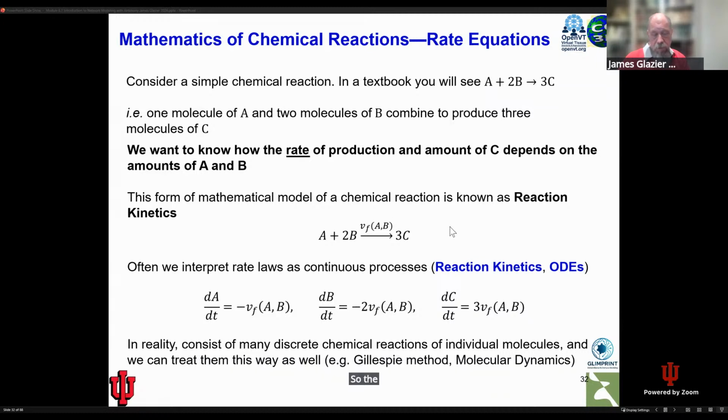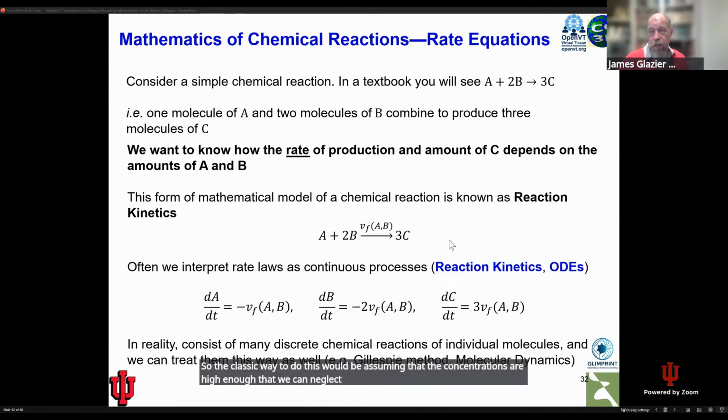So the classic way to do this would be assuming that the concentrations are high enough that we can neglect individual chemical reactions. And that is called reaction kinetics. And here I've written A plus 2B goes to 3C at a rate VF, V forward, that depends on the concentration of A and B.